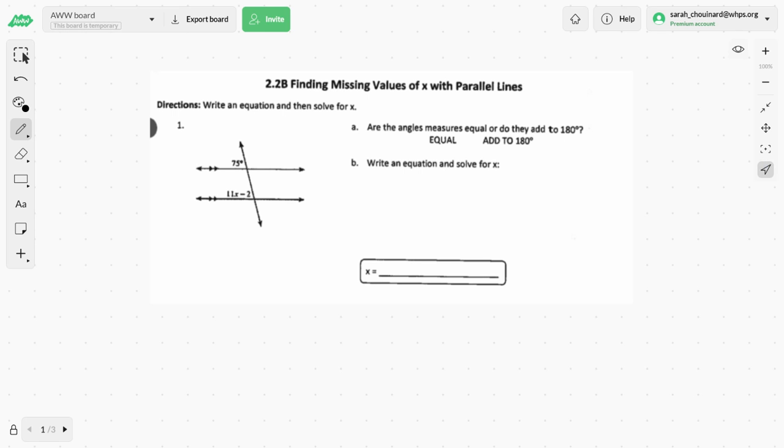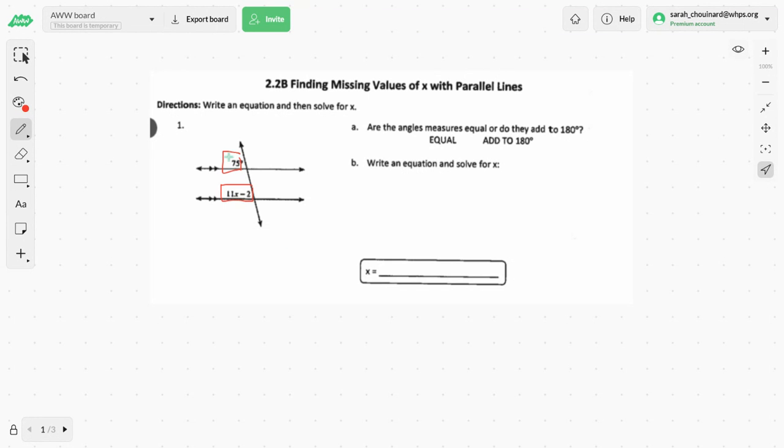Alrighty, so in this lesson, we are going to continue to use our parallel line vocabulary to help us identify the types of relationships that we see in the problem so that we can then write equations to solve for x. So in this diagram, I'm given 75 degrees and I'm giving 11x minus 2.